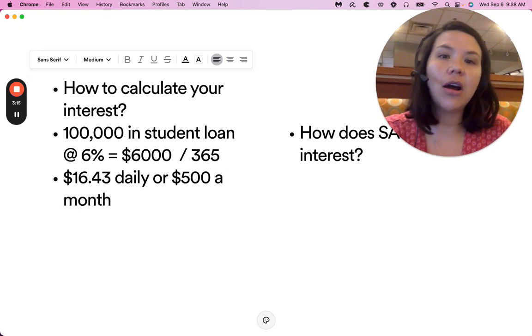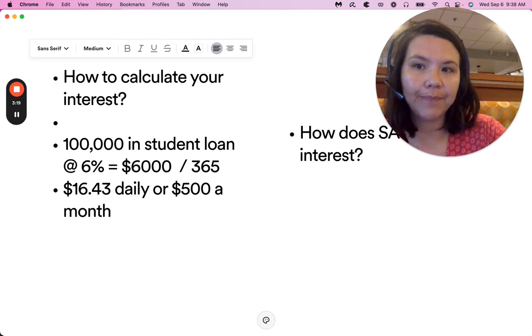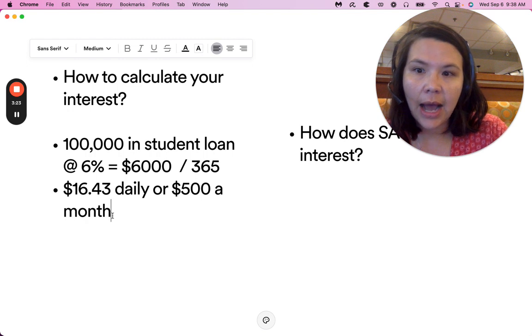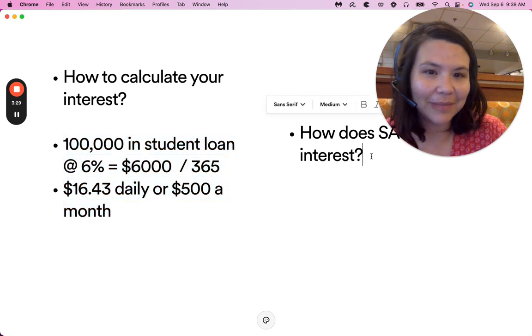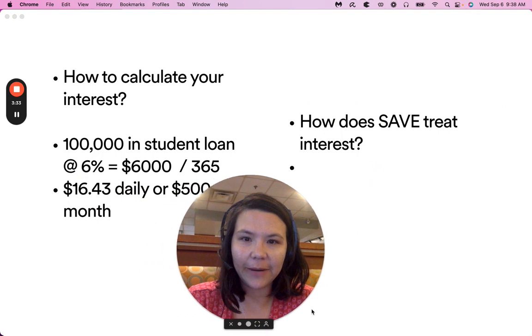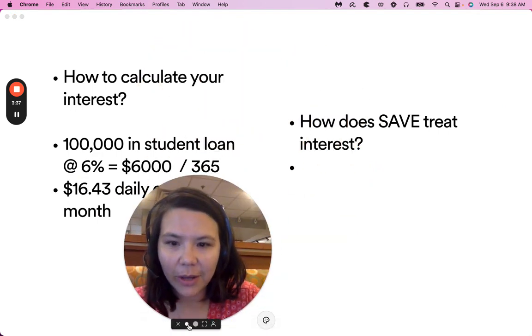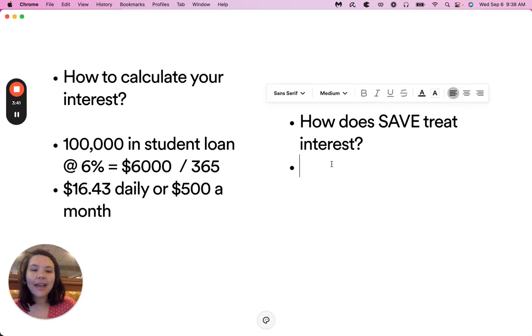Okay, so now let's talk about how the SAVE program would treat this interest. I am going to screenshot this at some point, so I'm probably going to make that smaller, but I'll deal with the formatting later. Let me move my face down here, or make it a little smaller so you can see both items. So how does SAVE treat this interest?